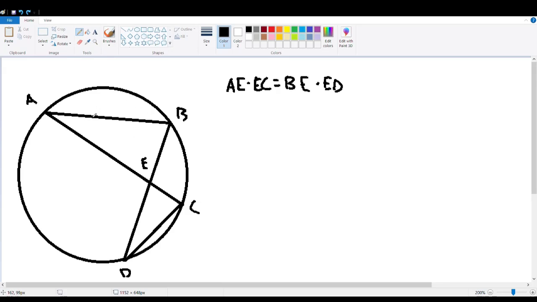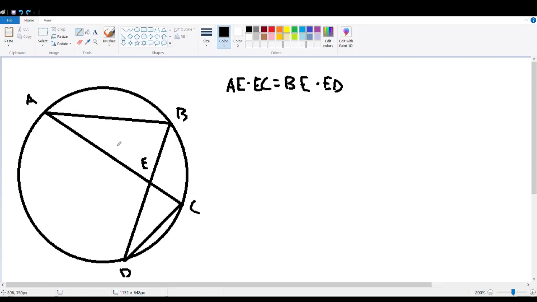The standard one says that AE times EC will equal BE times ED, if there are two lines intersecting in the middle of the circle. So how do we prove this? You first draw a line from A to B and D to C, as I have already done.